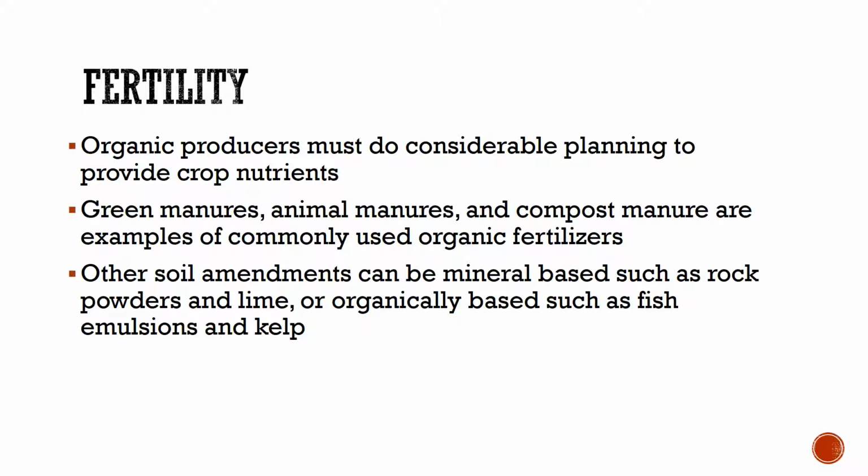But if you're going to use green manures or compost, you have to plan almost a year in advance so that you can have that green manure ready or that compost ready. We also look at minerals that can be inputted in that ground, like rock powders and lime, or different organically based stuff like fish and kelp, and so those are very important too.